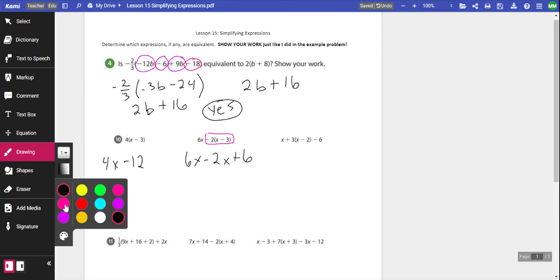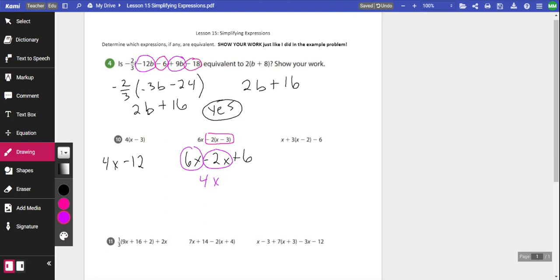Then I can combine my like terms. 6x and negative 2x. 6 plus negative 2 would be a positive 4. And then I still have plus 6. So these two are definitely not equivalent. They both have the 4x, but because the constant's not the same, they're not the same. Let's check my third one.